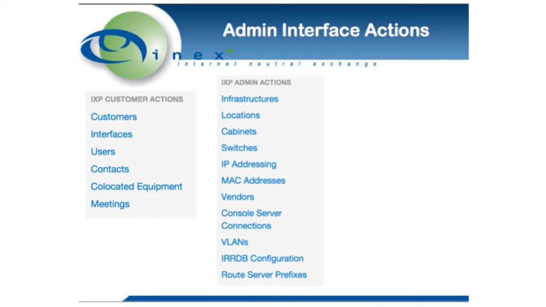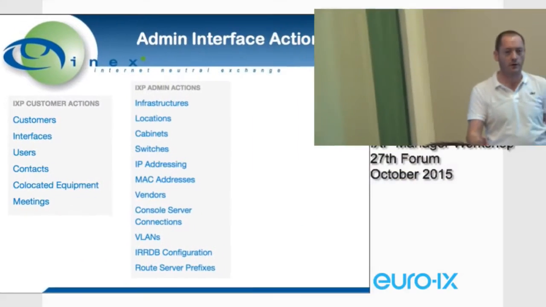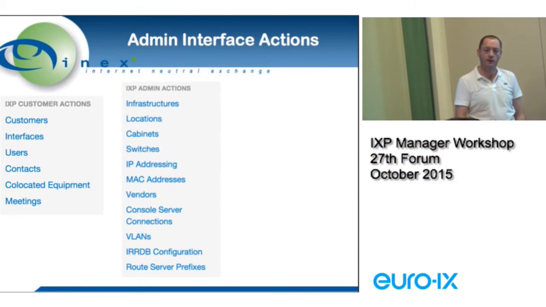And when you add a switch, what IXP Manager will do is you put in an IP address and a community string, and it'll go and poll the switch over SNMP, find all the interfaces and all the other details, and throw all that into the database. IP addressing, just managing your peering addresses.